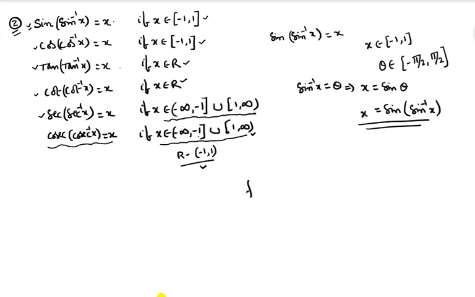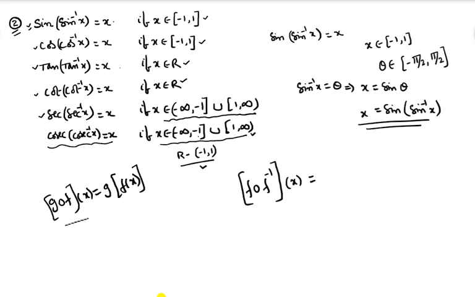Otherwise we can also do it this way, f circle f inverse of x, because we know g circle f of x we can write as g of f of x. That is why f circle f inverse of x we can write as f of f inverse of x. Now this is f and this is f inverse, so we can write this as x. The same meaning here.